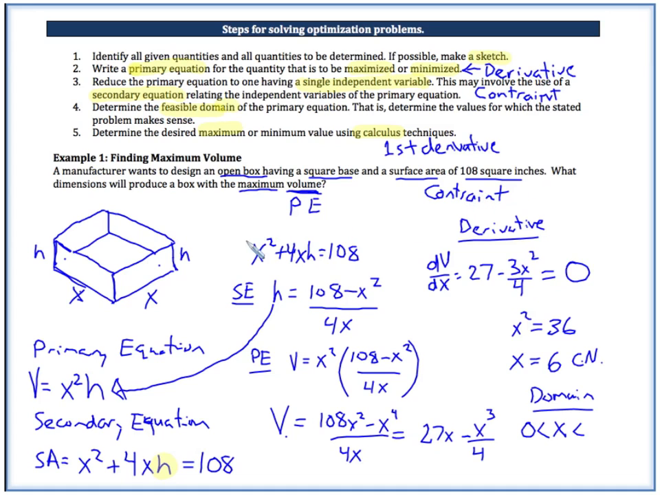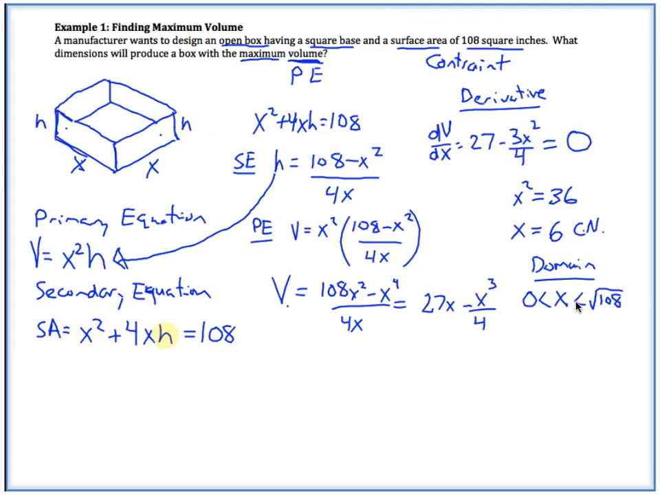So when we look at this, if we try to make x as big as it can get, and let's just say that this square bottom takes up the entire surface area. So if the entire bottom was 108 square inches, x would be square root of 108 times the square root of 108. And so we know that the square root of 108 has to be our highest x value here in the domain. Okay, so now let's go ahead and try our first derivative test with our critical number at 6.